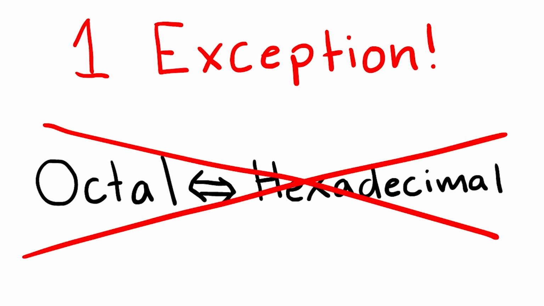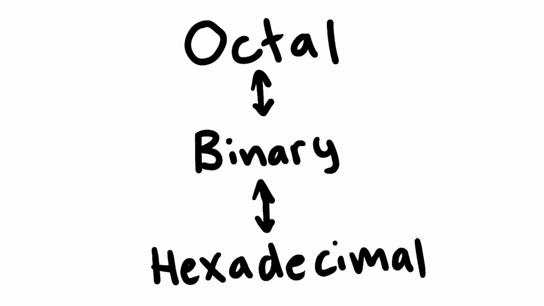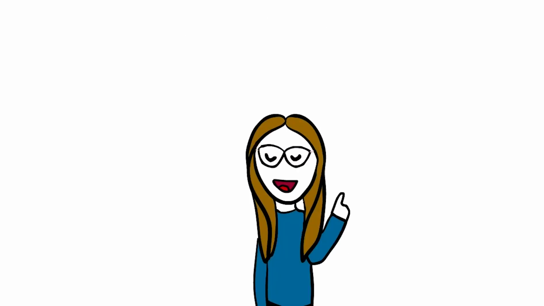There is one exception when it comes to conversions though, and that is you cannot directly convert between octal and hexadecimal. I mentioned this at the beginning, but you must first convert one to binary, and then from binary to the other. Alright, the last thing I'm going to talk about is ASCII.